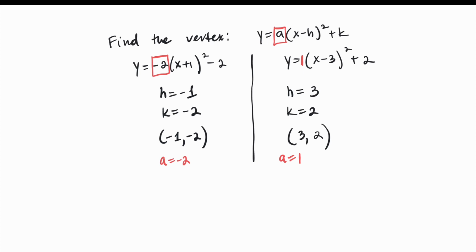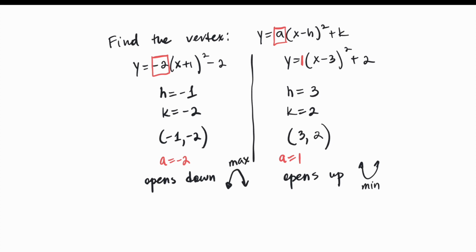If a is negative, the parabola opens down. And if a is positive, like in my right example, the parabola will open up. In the first case, when it opens down, the parabola is said to have a maximum. And if it opens up, it has a minimum.